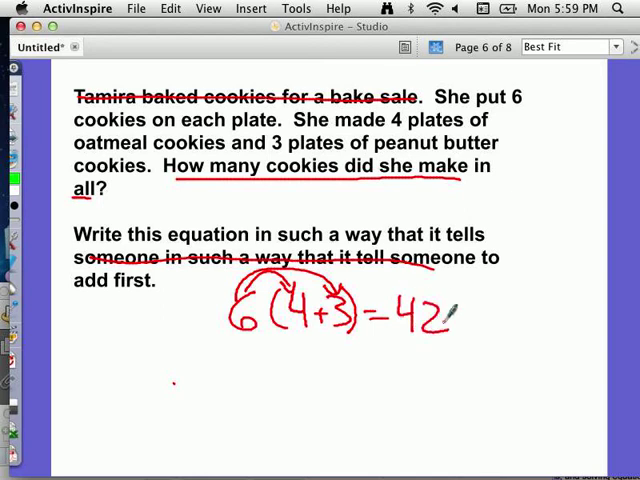42. All right? And I love cookies, so depending on if she's around me, she might not have that many left. Hopefully she's selling them at a good price.